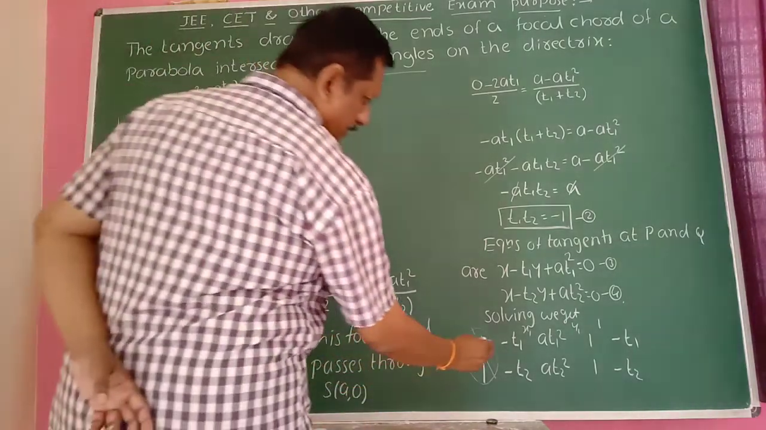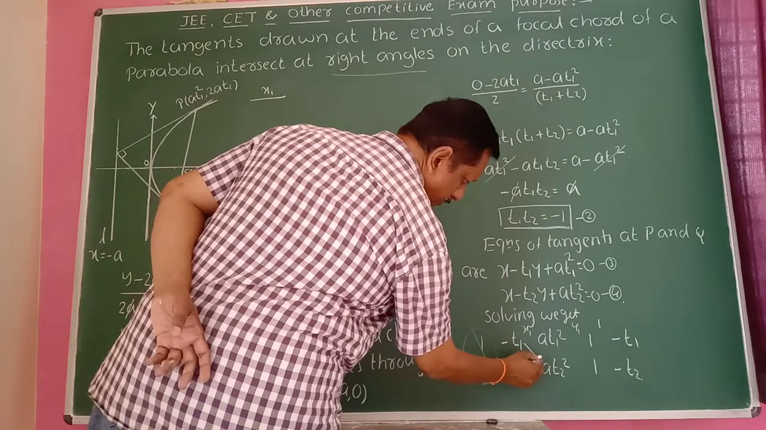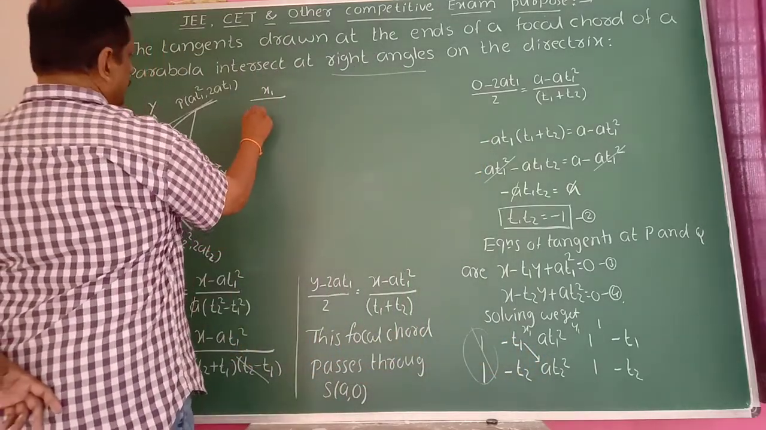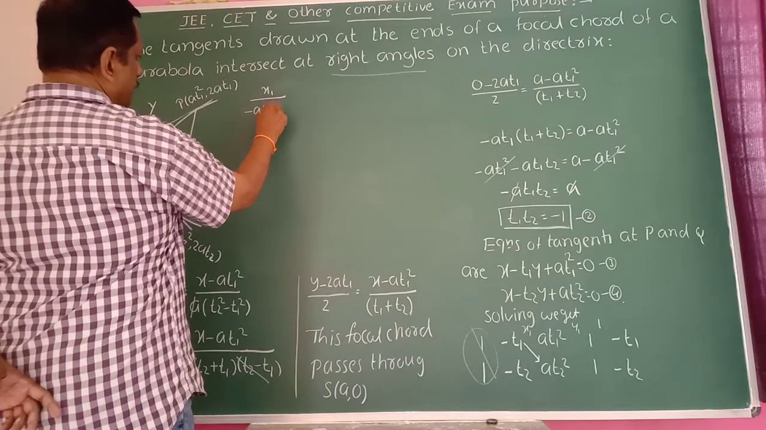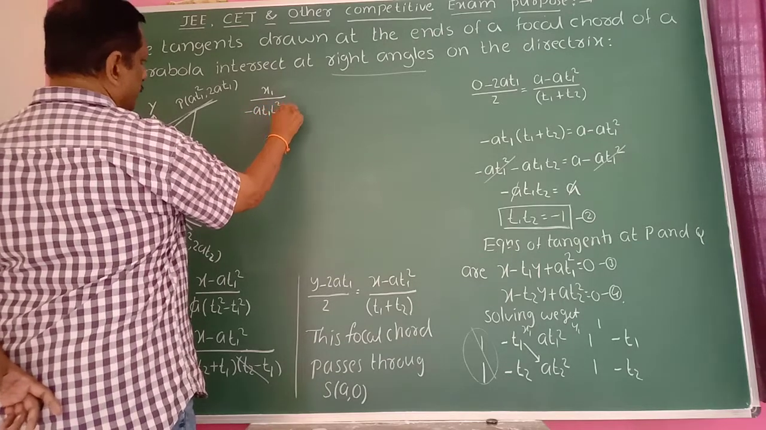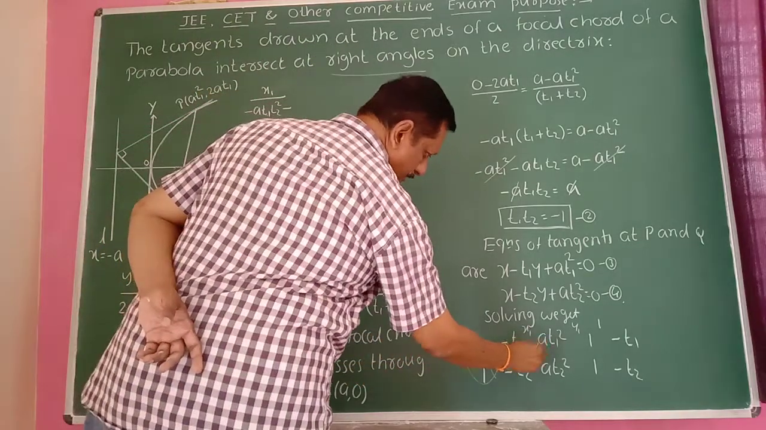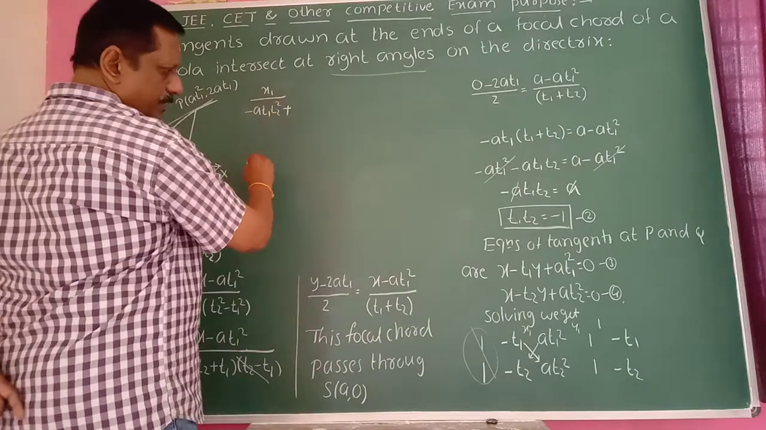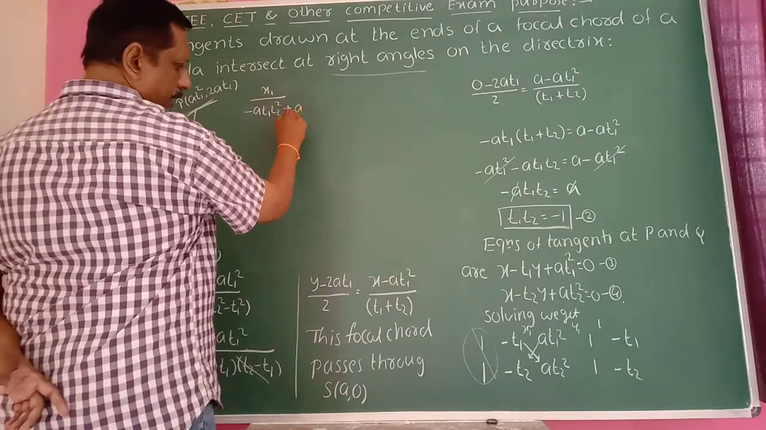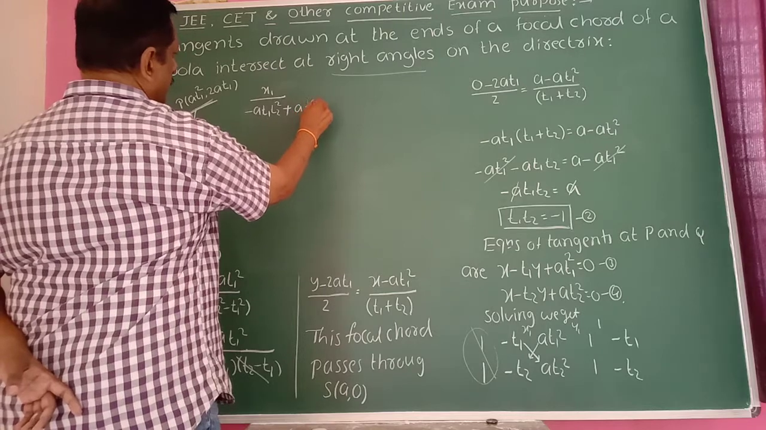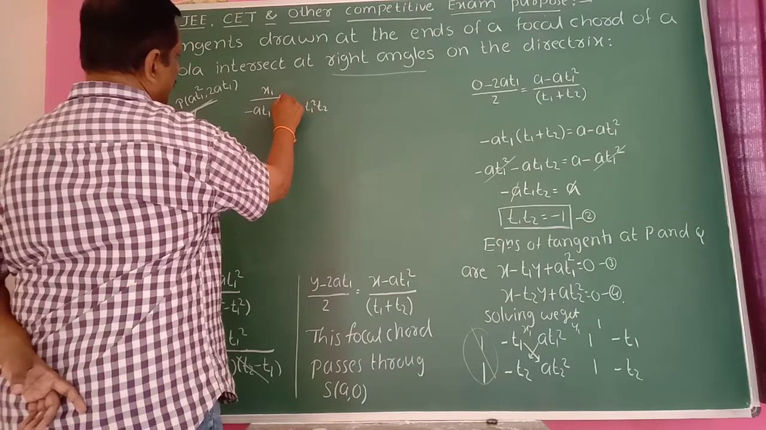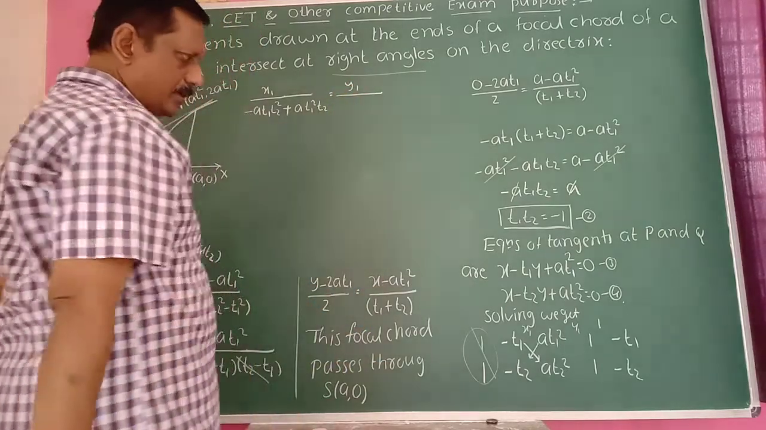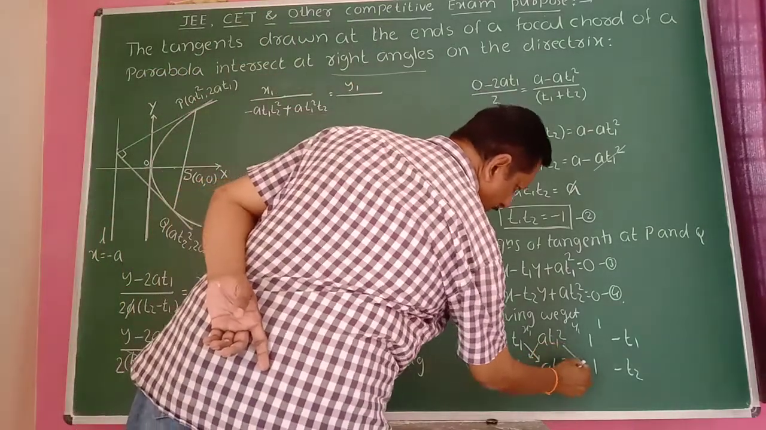So x1 divided by the product of these two terms, minus a t1 t2 square here, minus of and multiply these two terms. This into this, minus and this minus become plus here. Then a t1 square and t2 is equal to y1 divided by multiply these two terms here.